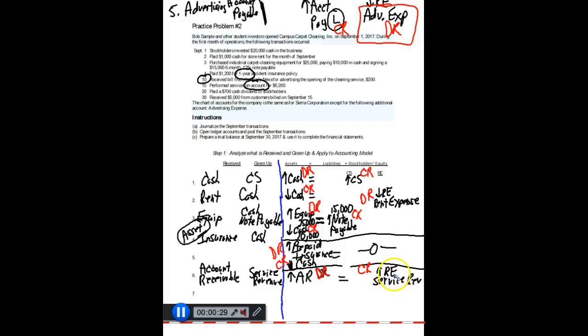We put those into the horizontal model. Service revenue increases retained earnings. That makes it a credit. Whereas on the other side, we received accounts receivable. That's an asset, making it a debit. So let's go to our journal and make that entry.